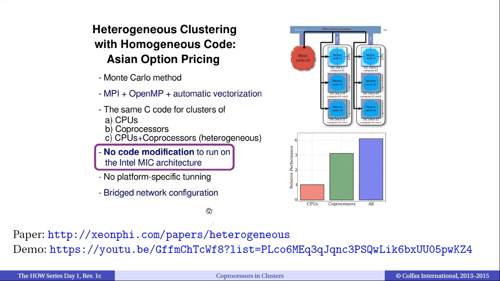There is a paper that demonstrates doing just that for a Monte Carlo code computing Asian option pricing. And I will not play this video, but when you view the slides later, I recommend viewing this 2-minute video. It's self-explanatory and it will be a guide to this paper. We call it heterogeneous clustering with homogeneous code, meaning that we can use CPUs and coprocessors using the same code base.